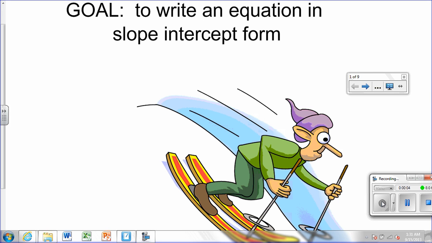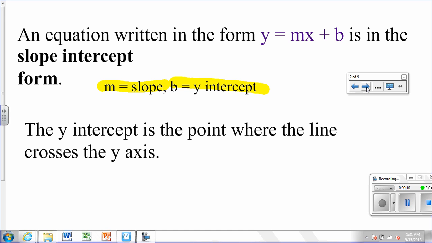Hi everyone. Today's goal is to write an equation in slope-intercept form. An equation written in the form y equals mx plus b is in the slope-intercept form. M is equal to the slope and b is the y-intercept. The y-intercept is the point where the line crosses the y-axis.